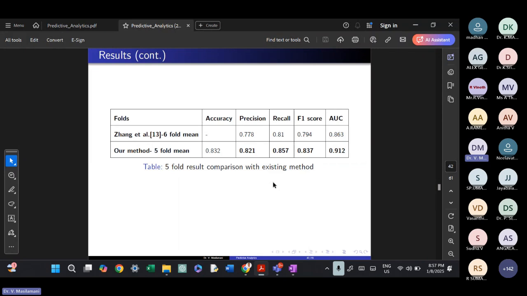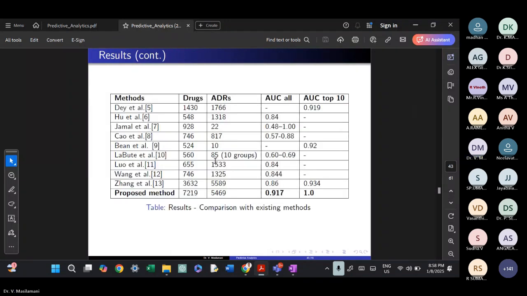Well, and when we try to compare our results with the existing results, we saw that precision is better than their result, and recall is also better, F1 score is better, and AUROC is also good. But the accuracy they have not reported. We got accuracy of 0.832. And when this is compared with other existing methods in the literature, you can see that AUROC score of the proposed method is better than the existing methods.